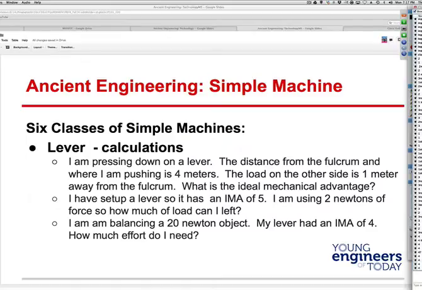Excellent. I've set up a lever so it has an IMA of 5. I'm using 2 newtons of force. How much load can I lift? I've got an IMA of 5. I'm using 2 newtons of force, so how much load can I lift?